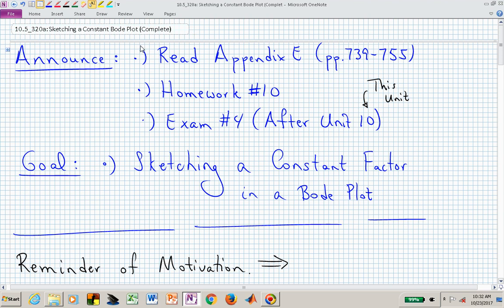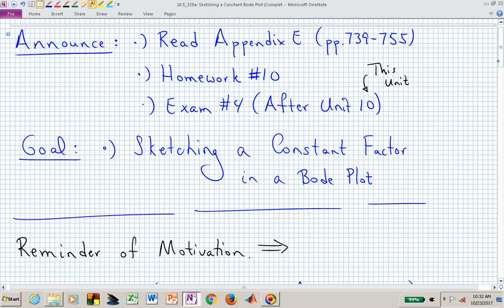Welcome back to ECE 320A. We're in Unit 10, which is the Bode plot unit, and that is covered in Appendix E at the following pages. And homework 10 you need to complete at the end of this unit. And after this unit, you will also be quizzed via exam number 4.